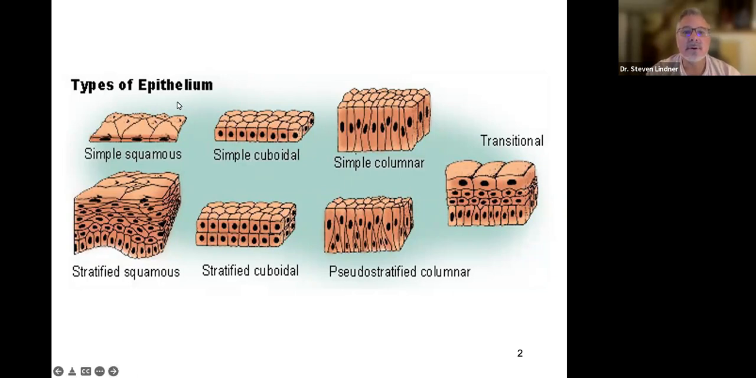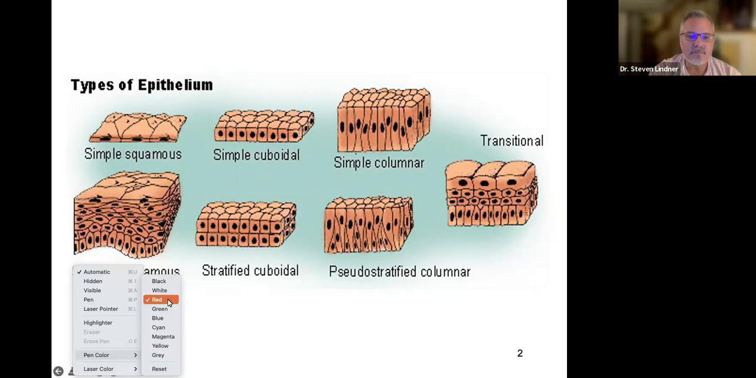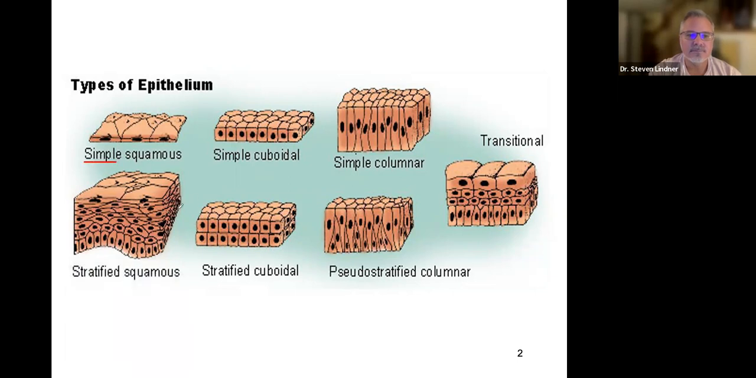So remember, in epithelium, it's a bunch of cells that are closely packed together. And if it's one cell layer thick, we refer to it as simple. If it's multiple layers or more than one, it's stratified. If they're flat, irregular shaped cells, they're squamous. If they're boxes or cubes, they're cuboidal. And if they're tall columns, they're columnar. Simple if it's one layer, stratified if it's multiple.